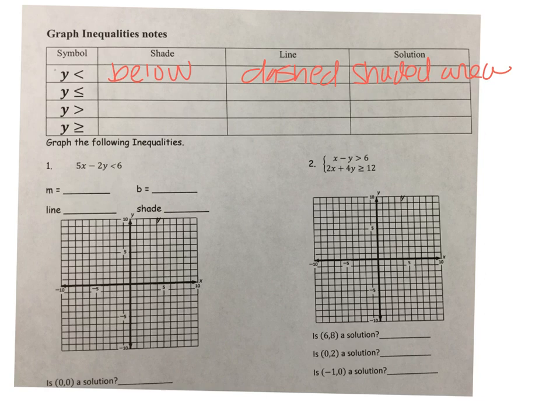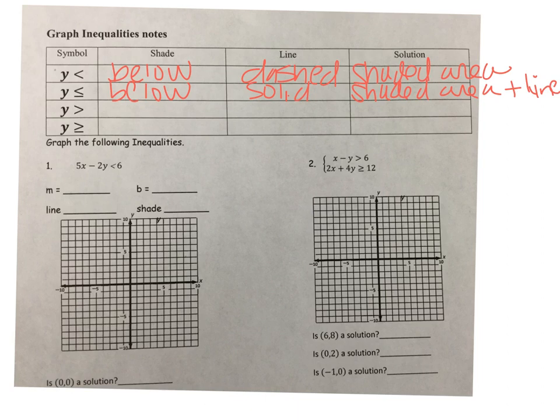So we're still going to shade below the line, but the line this time is going to be solid. There's no dashed lines, reason being the line actually is part of the solution set. Okay. So the solution for this one is going to be the shaded area in addition to the line. So plus any coordinate point that's on the line will be included.